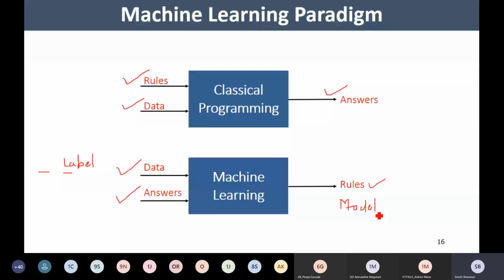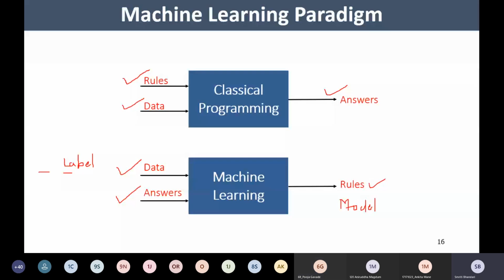So I hope you have understood the difference between the classical programming paradigm and the machine learning paradigm. If you have any doubts, please let me know. Any doubts? No, ma'am. It's clear. Yes.